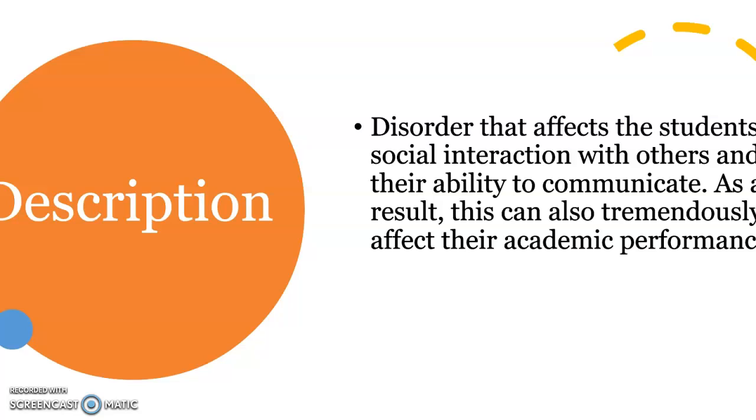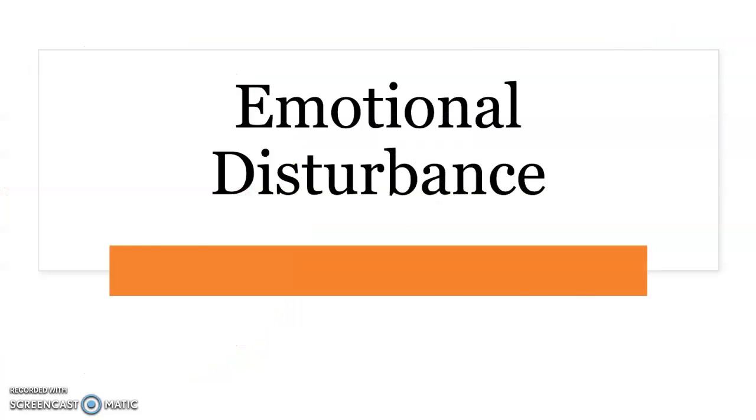Autism spectrum disorder. This disorder is something that affects the student's social interaction with others and their ability to communicate. As a result of this, it can also tremendously affect their academic performance. Now, this isn't always the case. So there are times where it's difficult to provide the student with an IEP or get them one. But in that case, accommodations should still be made for the student.